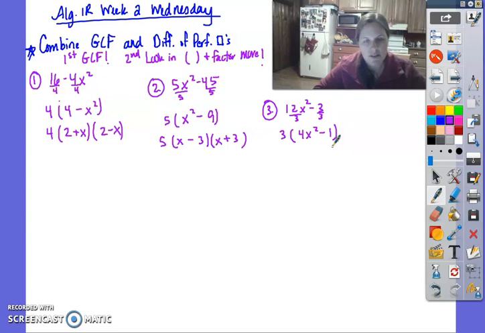Look in the parentheses. Are there 2 terms? Are they attached by subtraction? Can they be square rooted? If the answer to all 3 of those questions is yes, then go further. 2 sets of parentheses for perfect squares every time. Square root of 4x squared, square root of 1. And there you go. What signs? Just opposites.